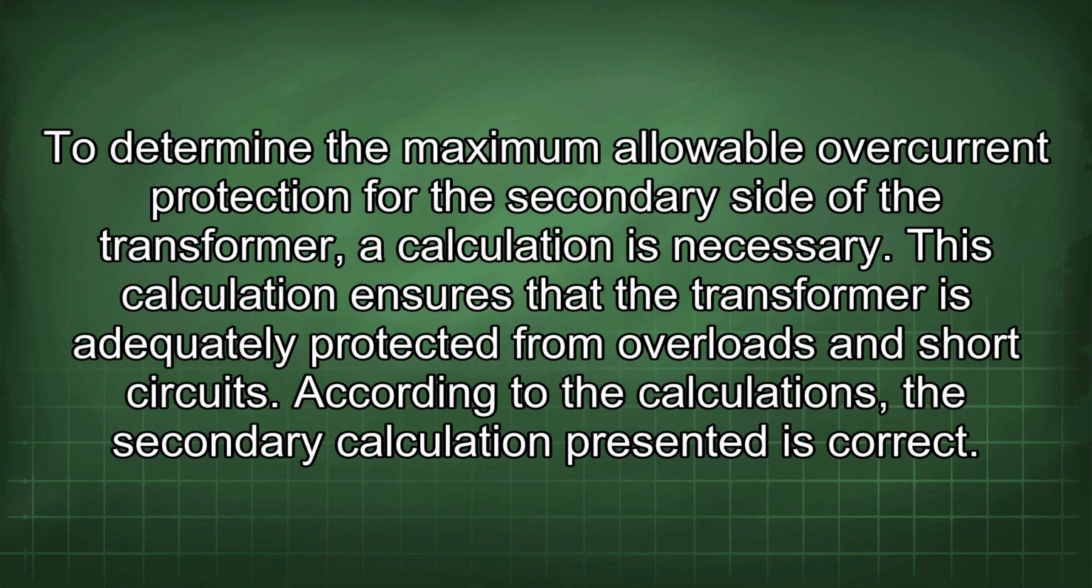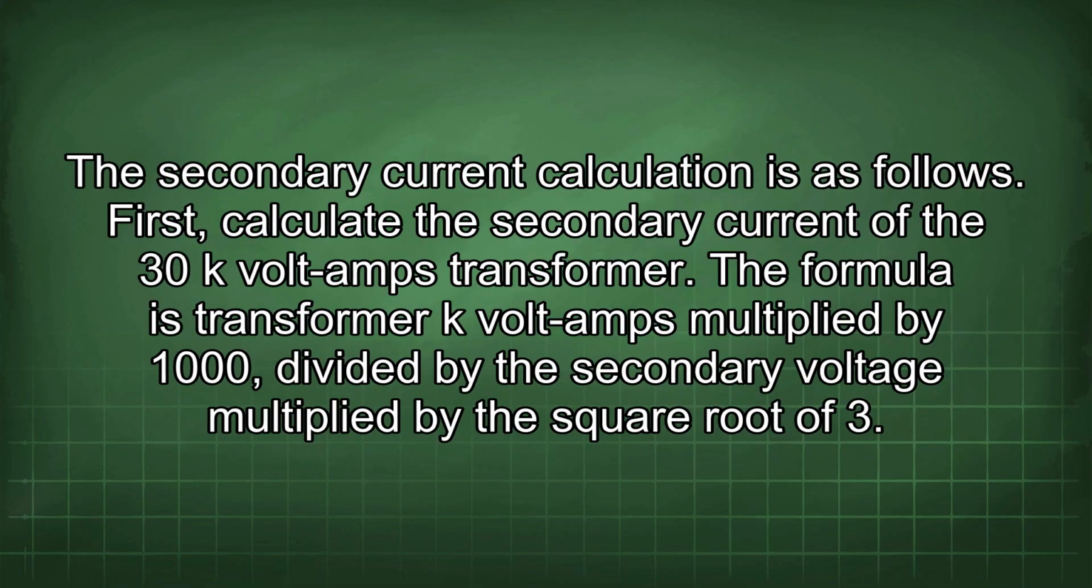To determine the maximum allowable overcurrent protection for the secondary side of the transformer, a calculation is necessary. This calculation ensures that the transformer is adequately protected from overloads and short circuits. According to the calculations, the secondary calculation presented is correct. The secondary current calculation is as follows.